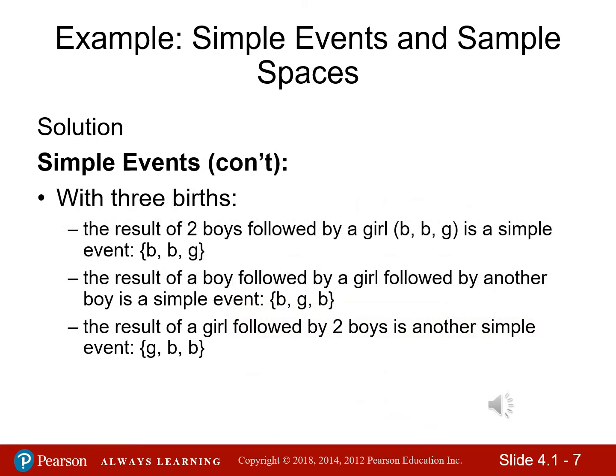Let's consider the procedure of 3 births. If the outcome of this procedure is 2 boys followed by a girl, the simple event would be B, B, G. If the outcome is a boy followed by a girl followed by another boy, the simple event would be B, G, B. If the outcome is a girl followed by 2 boys, then the simple event is G, B, B.